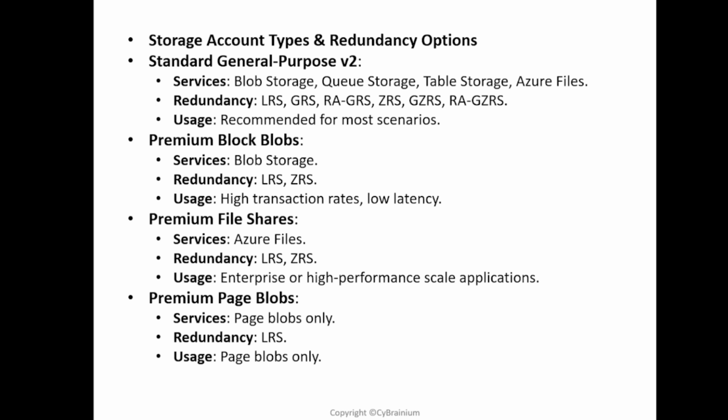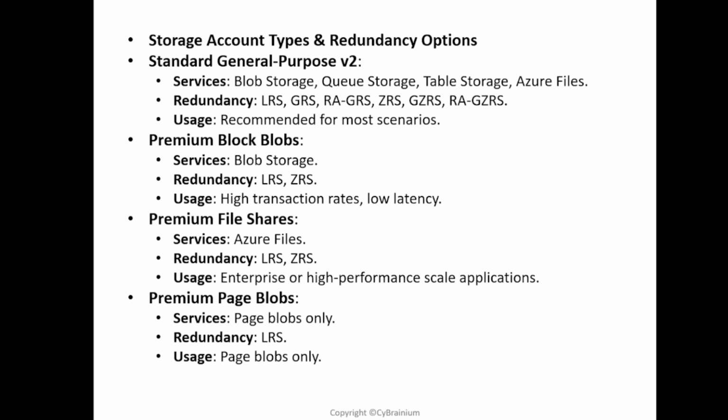The first one is the general purpose, which is recommended for most scenarios. Services like blob storage, queue storage, table storage, Azure files, and redundancy here is LRS, which is locally redundant storage, GRS is geo-redundant storage, RA-GRS, ZRS which is zone redundant storage, and again GZRS, which is geo-zone redundant storage, right? Similarly, these are the redundancy options under standard general purpose v2.